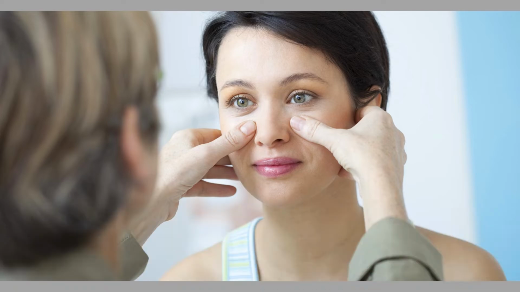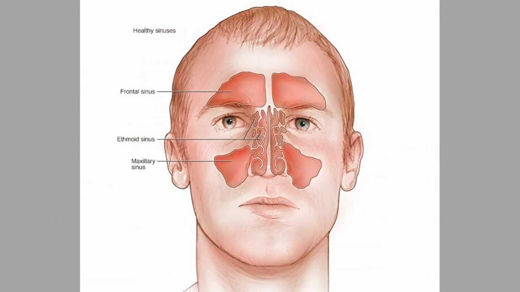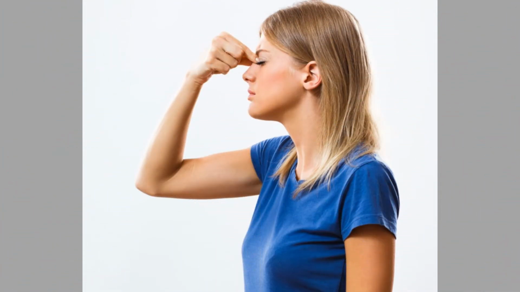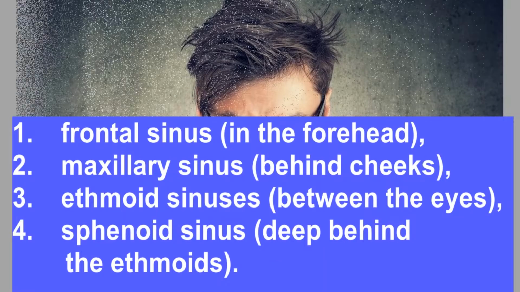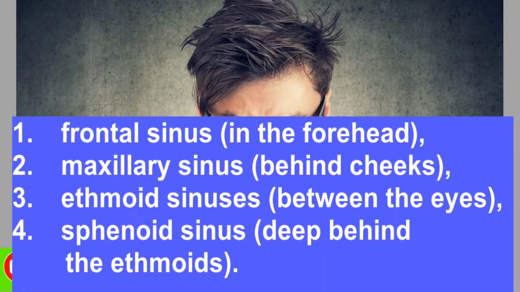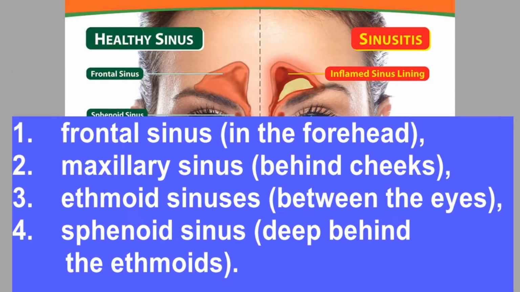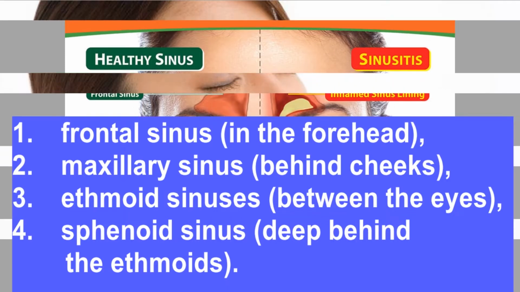A sinus is a hollow air-filled cavity. For the purposes of this video, a sinus will refer to those hollow cavities that are in the skull and connected to the nasal airway by a narrow hole in the bone, or ostium. Normally, all sinuses are open to the nasal airways through an ostium. Humans have 4 pairs of these cavities, each referred to as the frontal sinus in the forehead, the maxillary sinus behind the cheeks, ethmoid sinuses between the eyes, and the sphenoid sinus deep behind the ethmoids.